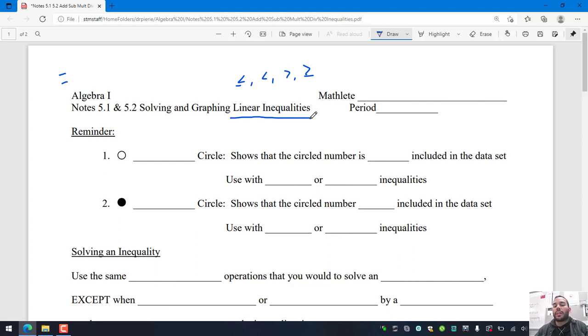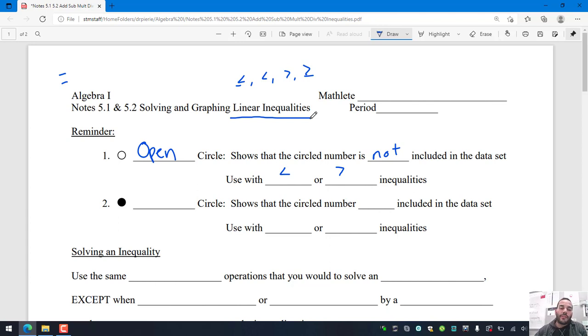So most of you guys are decently familiar with this stuff at this point, and there are ways to graph linear inequalities, and you might remember this from 8th grade possibly. When we graph linear inequalities, we have to discern between open circles and closed circles. So when you're making your graph on the number line, an open circle shows that the circled number is not included in the data set. And we're going to use open circles with these two symbols, less than or greater than. That just basically means the circled number is not included in the interval.